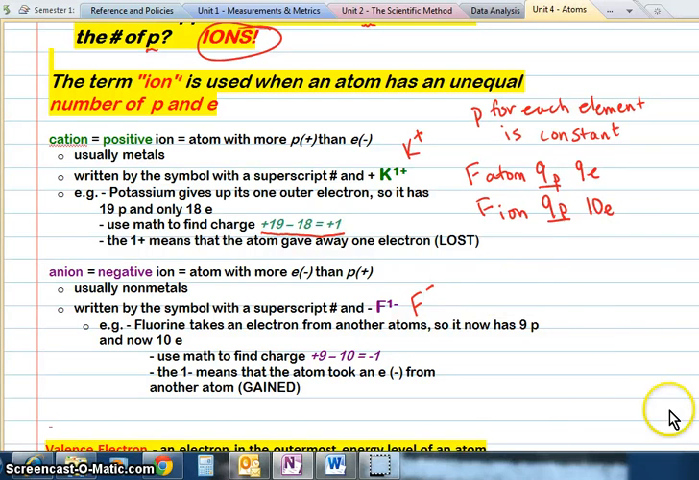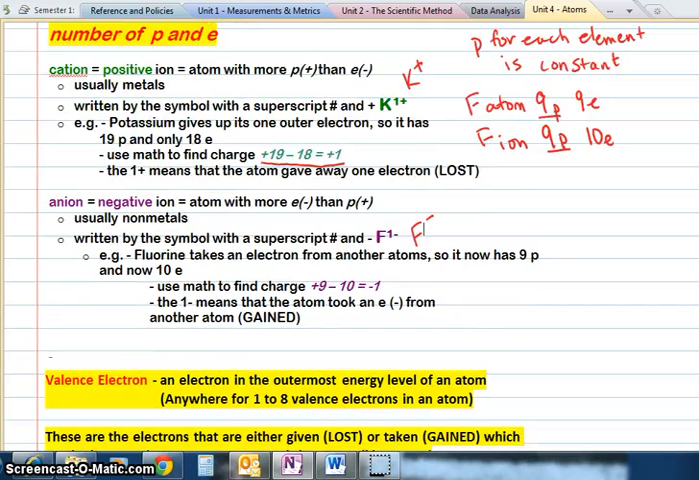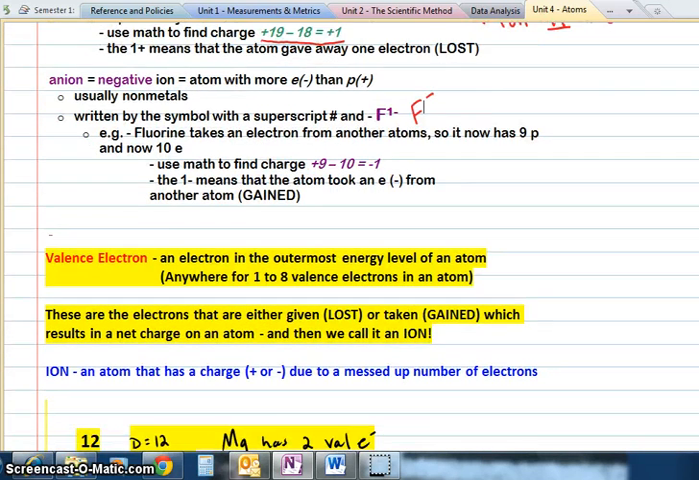All right, and then Monday in class, we talked about what valence electrons are. And valence electrons are the most important electrons when we're talking about inorganic chemistry and we're talking about chemical reactions. The valence electrons are the ones that are furthest away from the nucleus. There's anywhere from 1 to 8. And these are the electrons that are lost or gained when atoms are combining and making compounds or molecules.